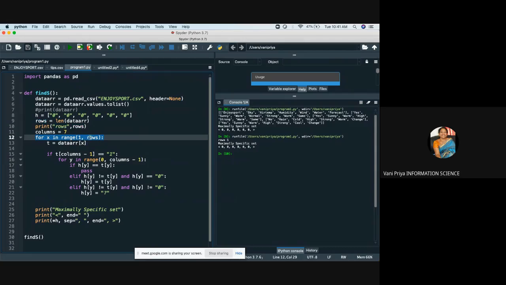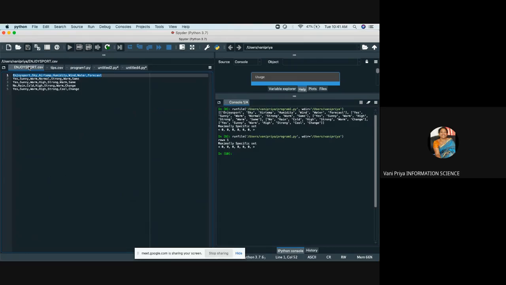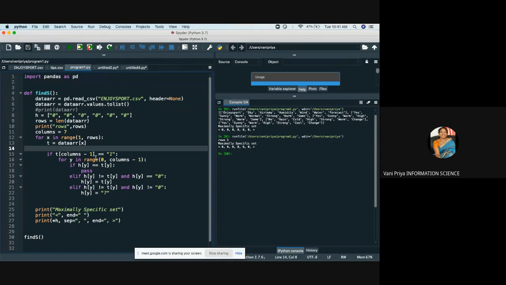What is the number of rows here? 5. So 1 to 5. Here, why 1 and not 0? Because we are not going to consider the column head, the enjoy sport and feature names. We are going to consider only this. So that's why it is starting with 1 only.